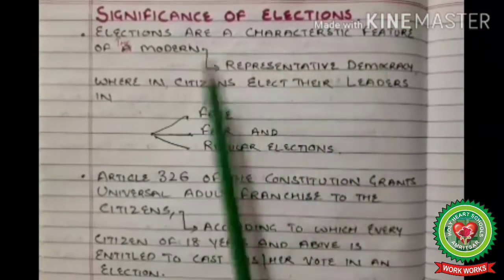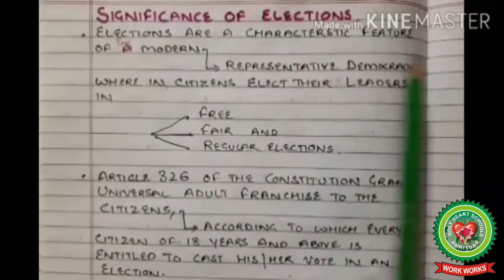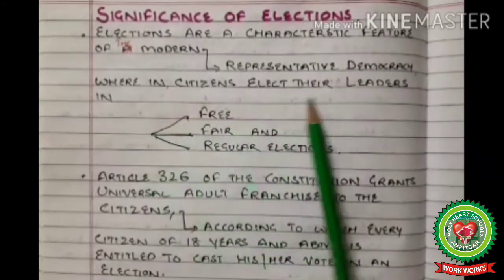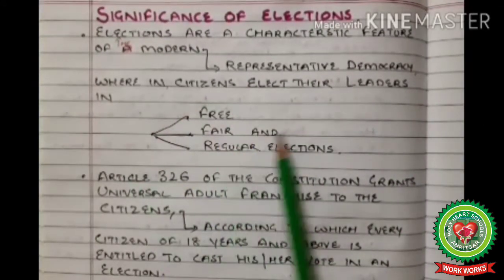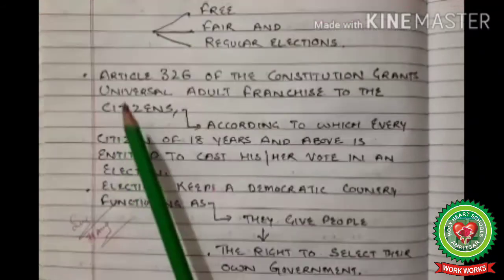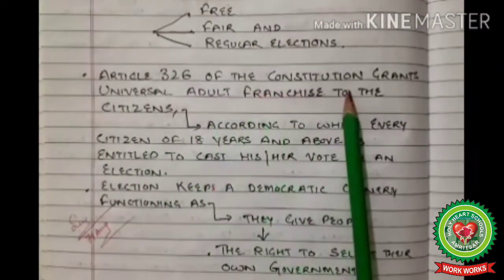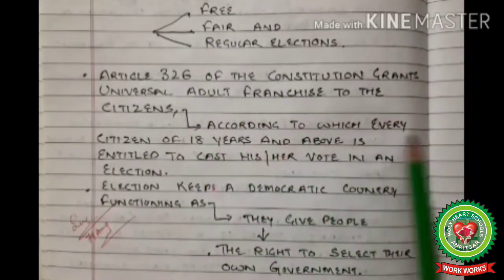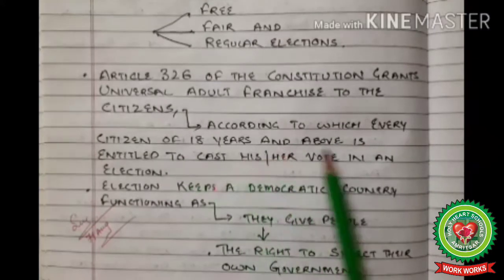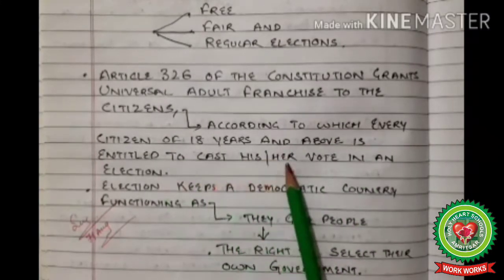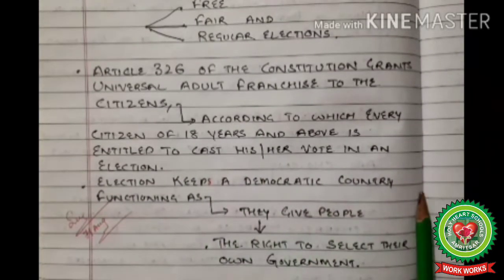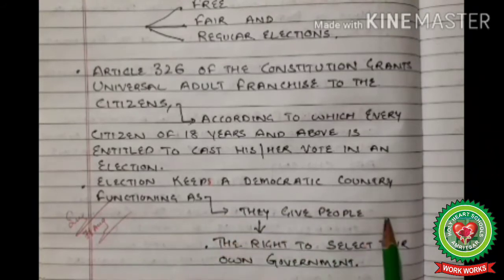Significance of elections. Elections are a characteristic feature of the modern representative democracy, wherein citizens elect their leaders in free, fair, and regular elections. Article 326 of the Constitution grants universal adult franchise to the citizens, according to which every citizen of 18 years and above is entitled to cast his or her vote in an election. Elections keep a democratic country functioning as they give people the right to select their own government.